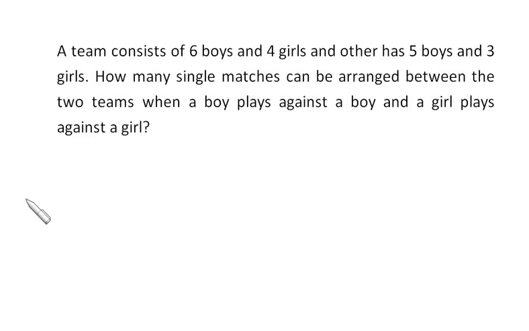Now let's see this problem. A team consists of 6 boys and 4 girls and the other has 5 boys and 3 girls. How many single matches can be arranged between the two teams when a boy plays against a boy and a girl plays against a girl? Now there are two events and the two events are individual, right? From this team, 6 boys have to play against these 5 boys, right? So how many combinations of boys do we have? That is 6 into 5.